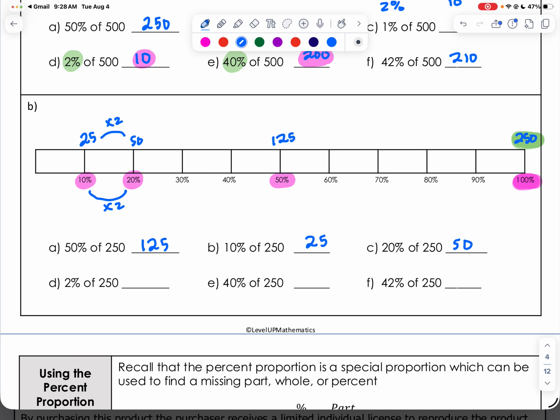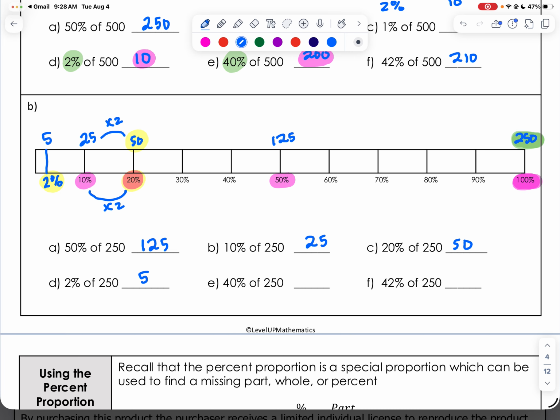All right. Now I want 2%. So 2% is down here. And I'm going to use the 20% to get to that. So 20% scaled to 2%, I would just divide by 10. So I must take 50 and divide it by 10, and that would give me 5. So 2% of 250 is 5.